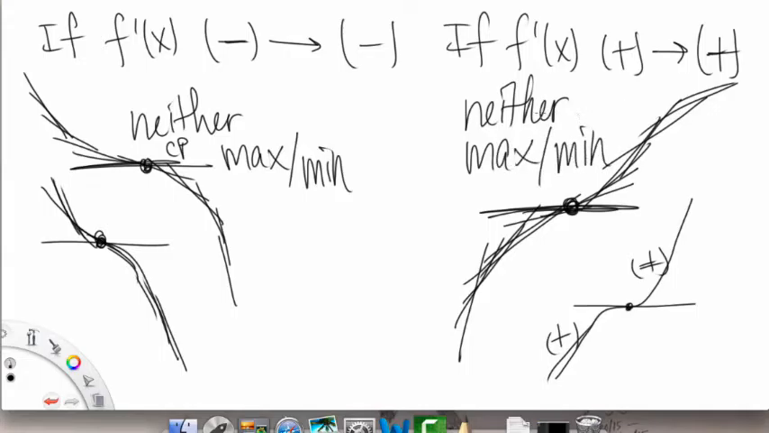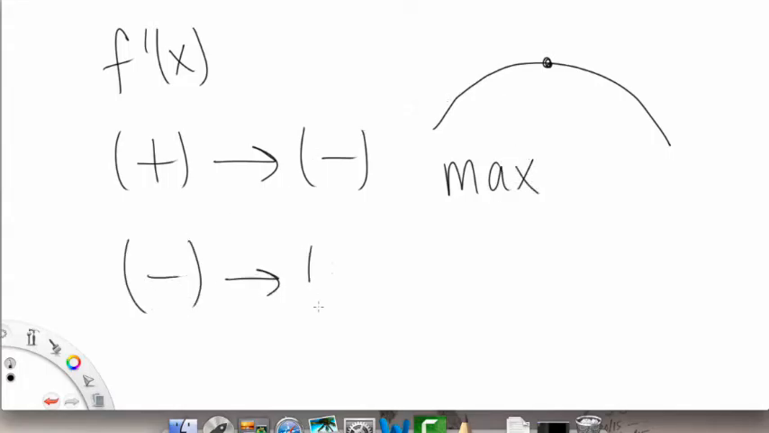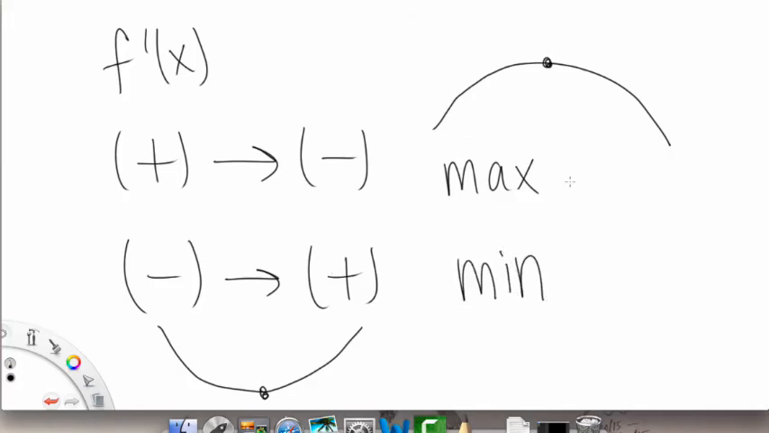What we've learned from the past couple of slides is basically that when f prime of x changes from being positive to negative, that means we're going from increasing to decreasing, so we're at a local maximum. And if it switches from being negative to being positive, then we're going from decreasing to increasing, so that means we're at a local minimum.